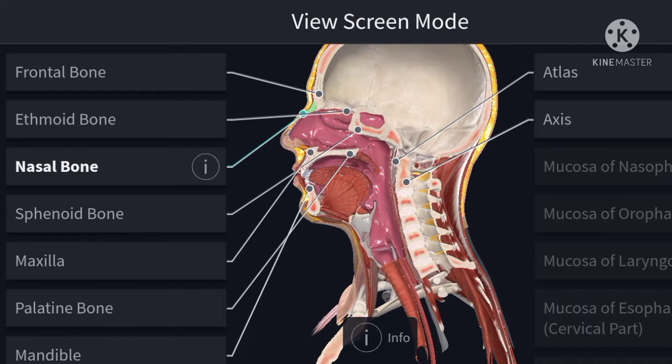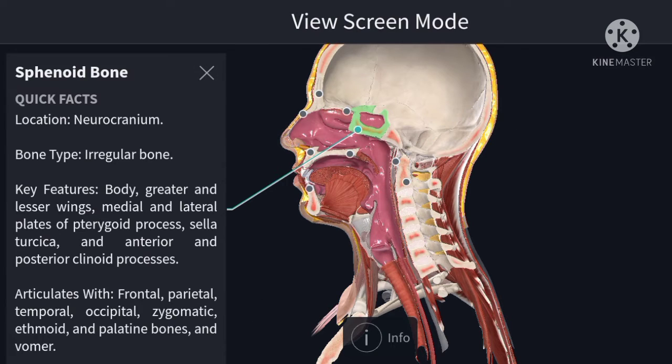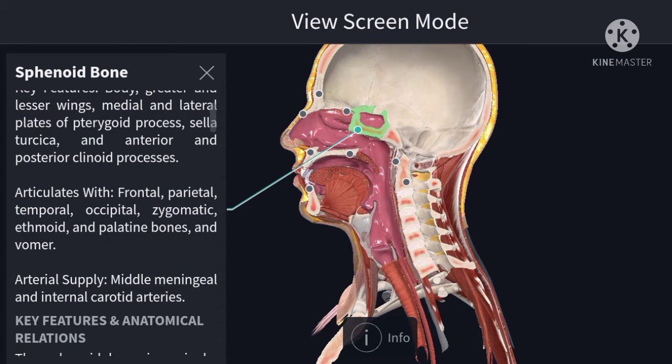Now we will see the sphenoid bone. As you can see here, this is a sphenoid bone and it is a type of irregular bone located in the neurocranium and supplied by the middle meningeal and internal carotid arteries.